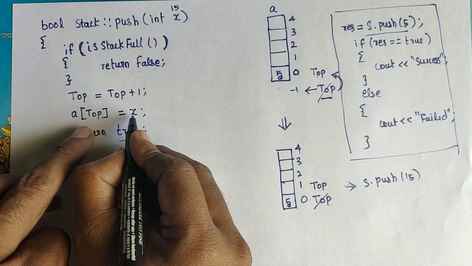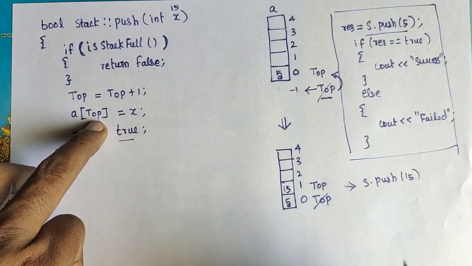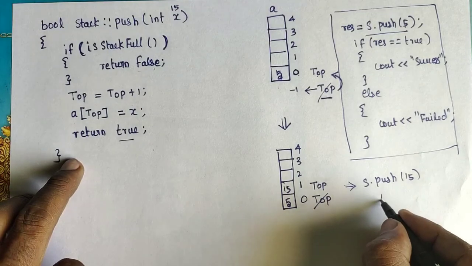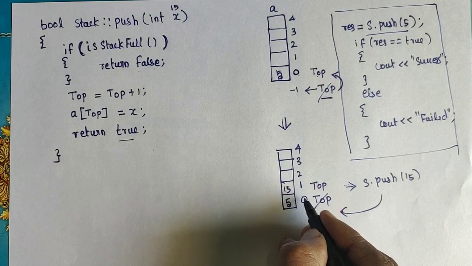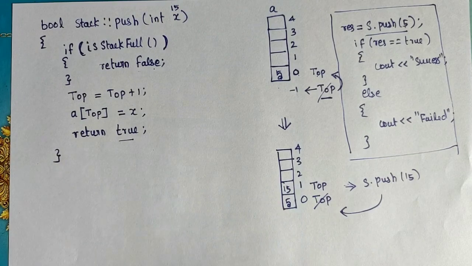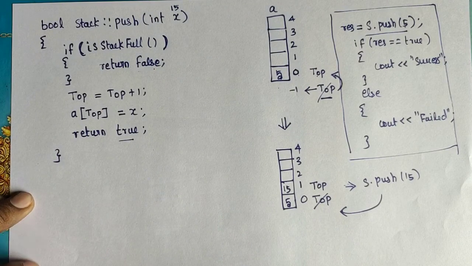Now it will insert x into that location, that is, 15 will be inserted into this location. So after calling this function, the status of the stack is 0, 1 and then the top, like that. Okay, understood? So this is the insertion operation.